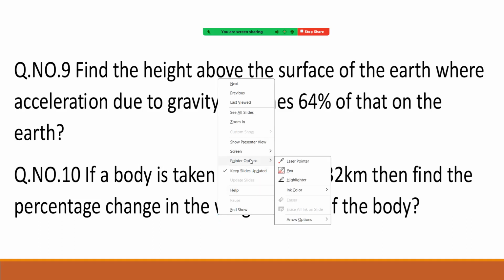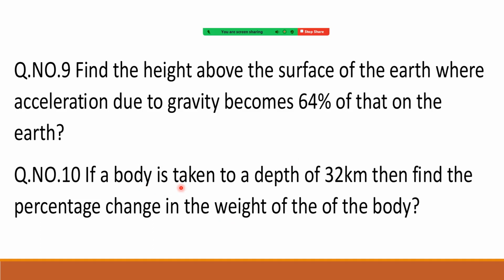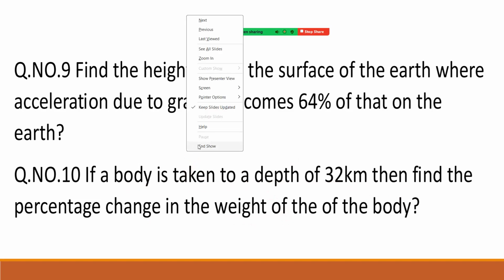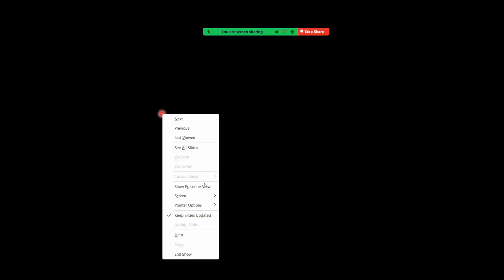If a body is taken to a depth of 32 km, then find the percentage change in the weight of the body. So weight changing means g value changing. So how much percent is the g value changing? That is what we have to focus on. Taken to 32 km, right? For 32 km, we use the relation we got, the relation with depth.